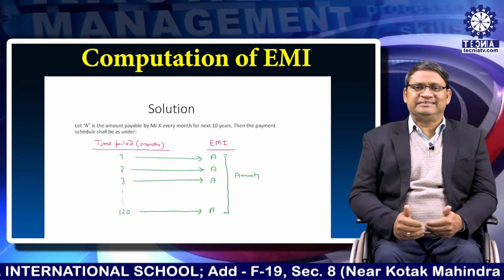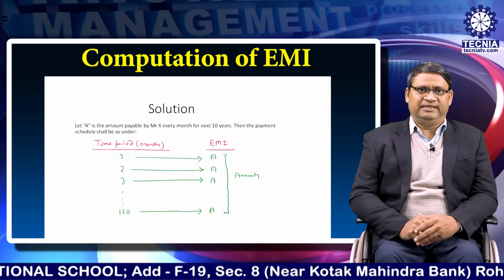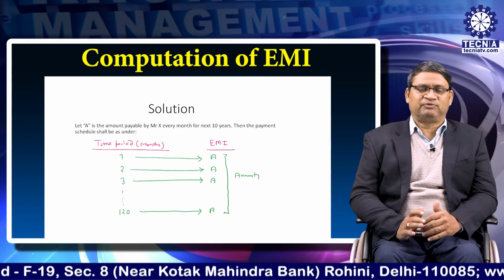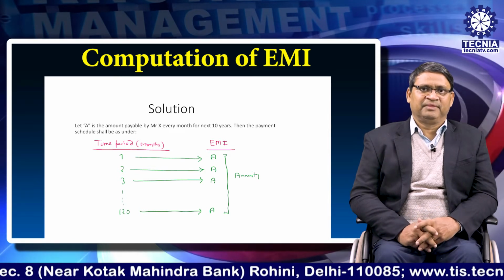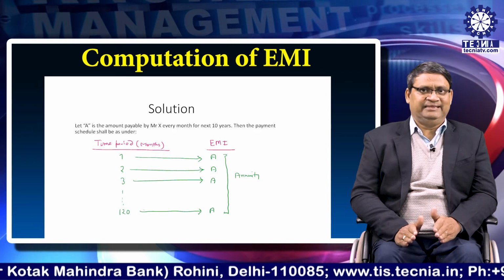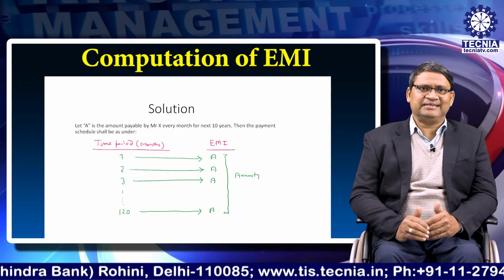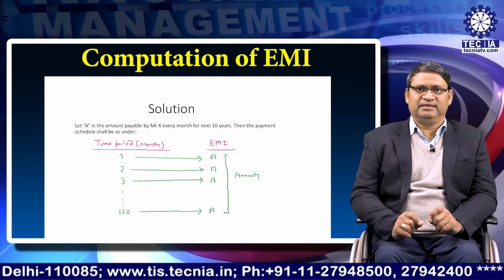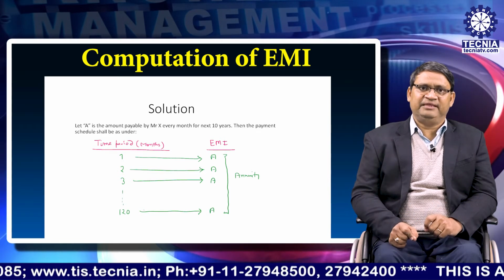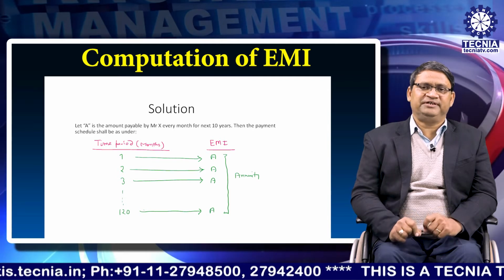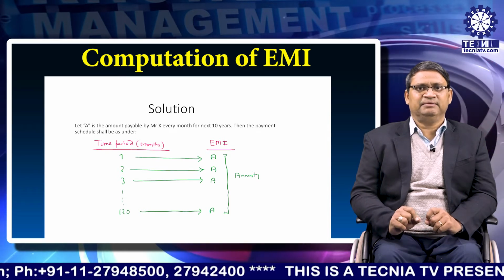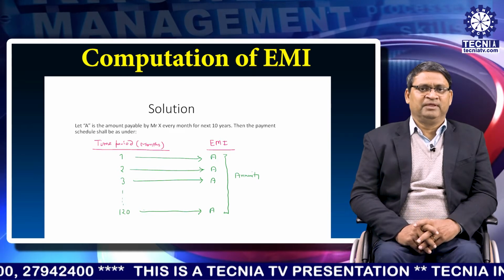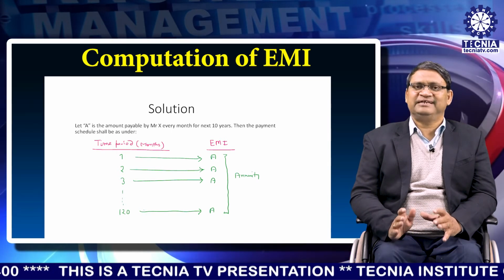Now, when we see the solution of how to calculate the EMI, in the typical way, first we develop a payment schedule for Mr. X to pay the EMI. Let the amount of EMI be A. For every period, Mr. X is paying A amount, that is EMI. In the first month he is paying A, in the second month he is again paying A, up to the next 120 periods he is paying A. This payment schedule is forming an annuity. The word annuity means a series of constant cash flow.